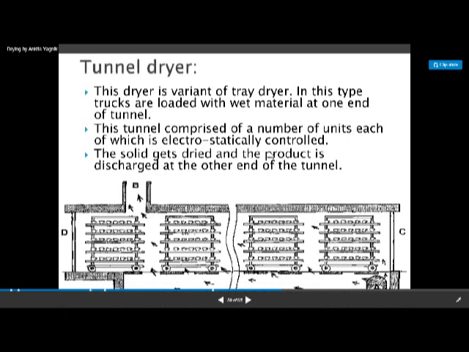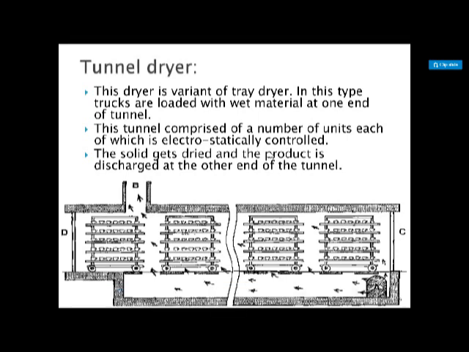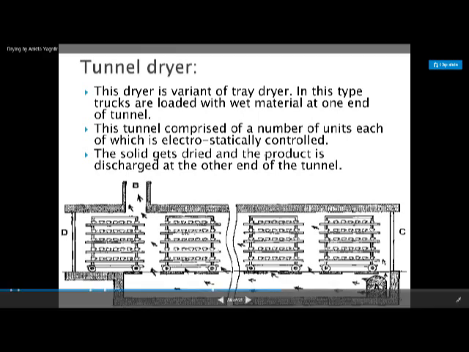In the previous video I mentioned the tray dryer. In that tray dryer I discussed the tunnel dryer also. The same construction is there, but instead of the trays, tunnels or trucks are uploaded. This is the inlet, and this is the outlet. From here the trucks are uploaded instead of the trays, and they go out from this direction.